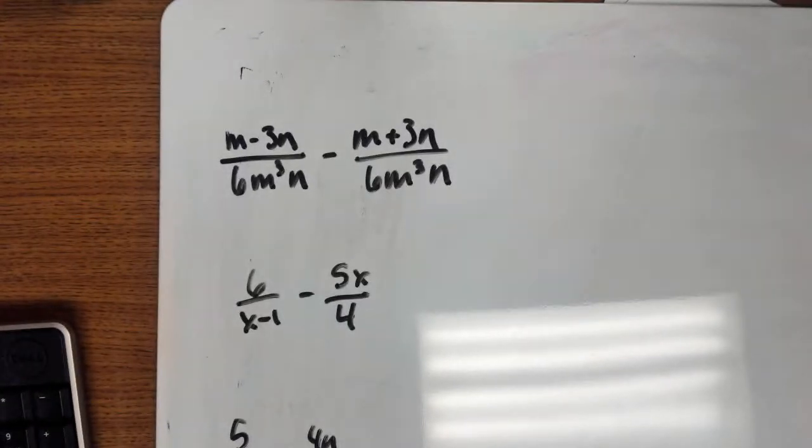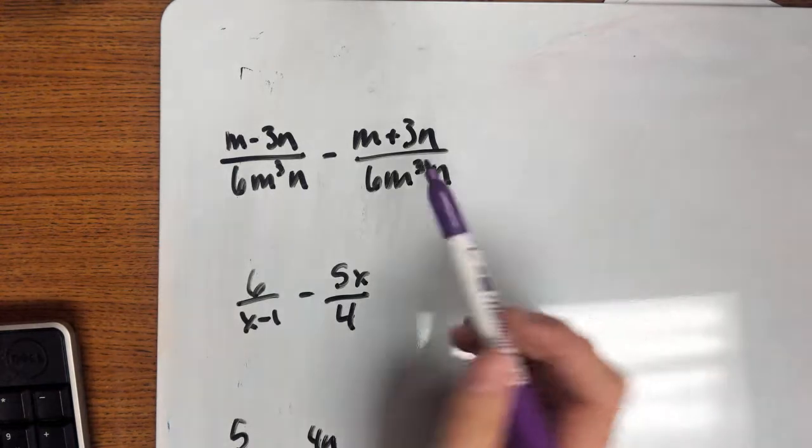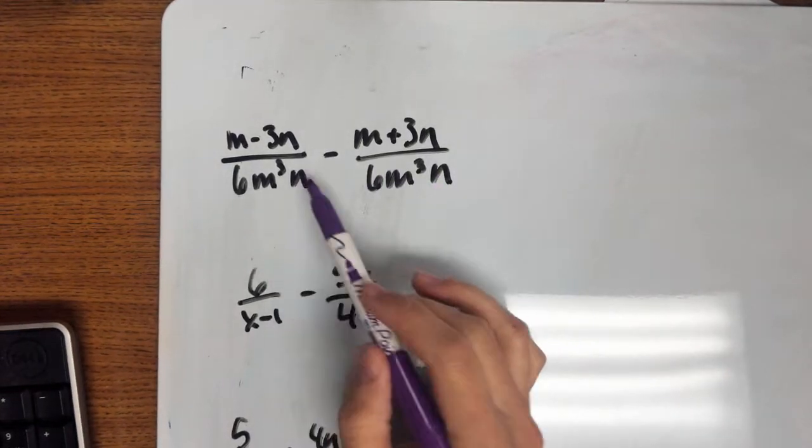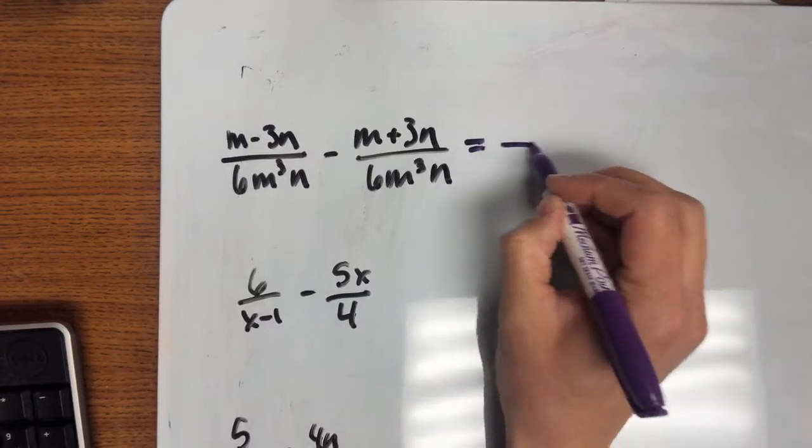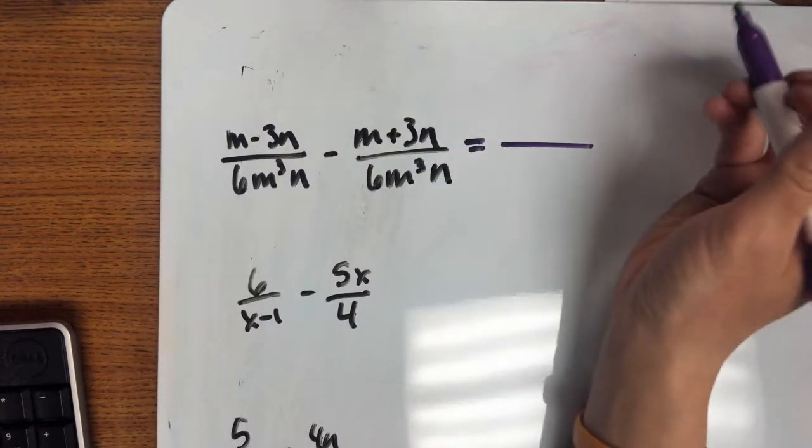Alright, so adding and subtracting rational expressions, or equations, or anything for that matter. Rationals, remember, just mean fractions, basically. We're going to require a common denominator. So for the first one, 6m cubed n, 6m cubed n, we've got a common denominator. Then all we do is we add straight across, or subtract for this problem.